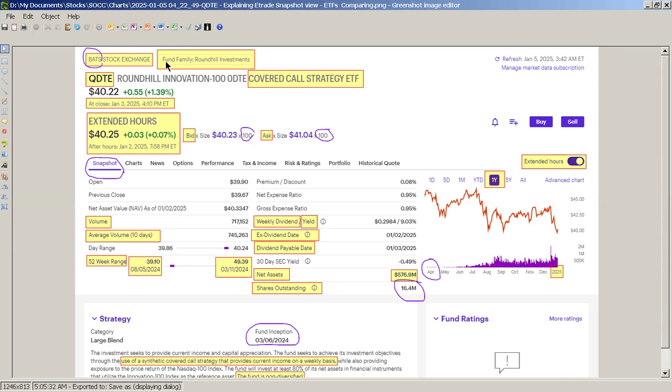Whatever the BATS is, I'm assuming it's got something to do with options. But it tells you that this is a fund family, Round Hill Investment, for anybody who doesn't know what that means. But we know it's an ETF, which means it's not just one stock. You can Google what ETF means, but basically it's a couple of stocks. But this ETF is focused on one stock, but it's exchange traded, so blah blah blah. Anyway, that may be helpful.